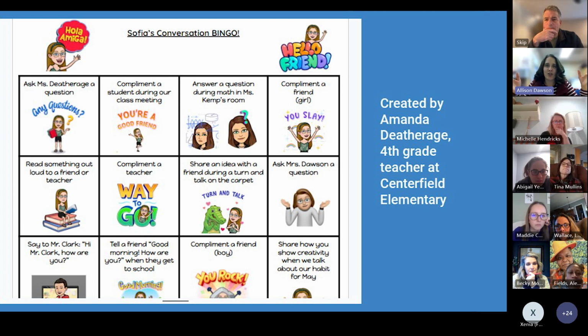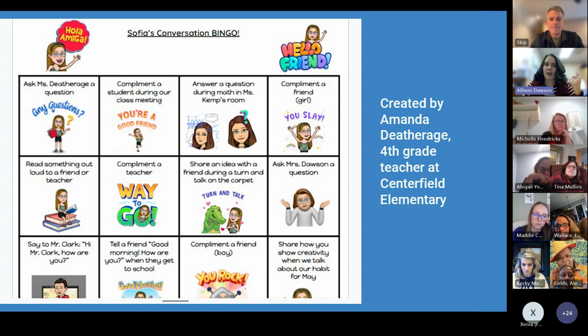So we have a student who's been in our school for 3 or 4 years, and her English is actually very good. She's just very reluctant to talk. So her teacher created this bingo board just for her. You can see on there, it has things like compliment a student during the class meeting, go ask Miss Dawson a question, or compliment a friend, share how you learned something. So you could tailor this idea for an individual student that you just want to get talking more.